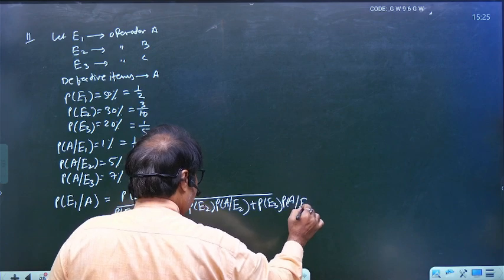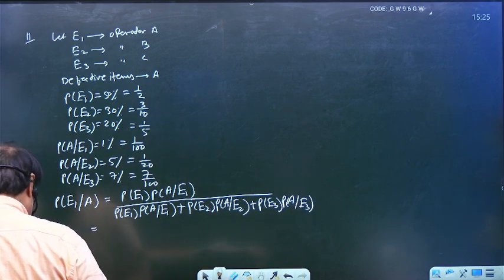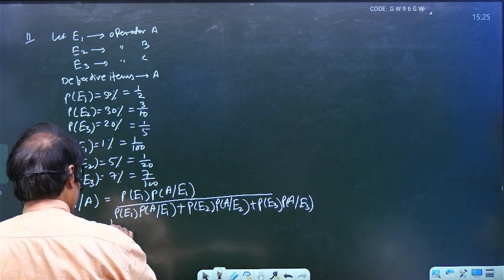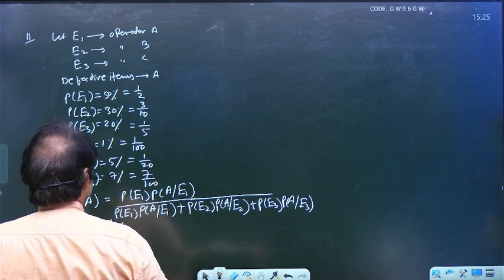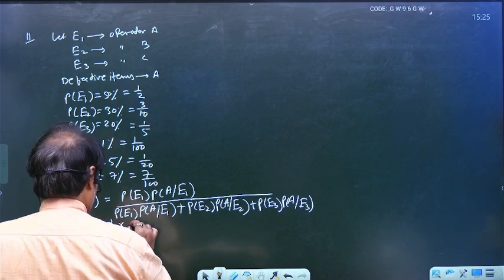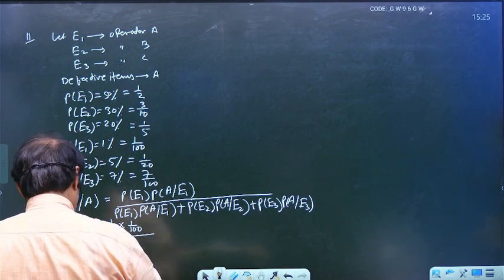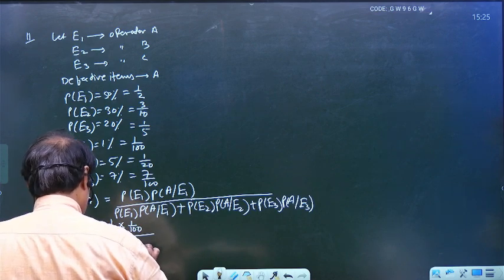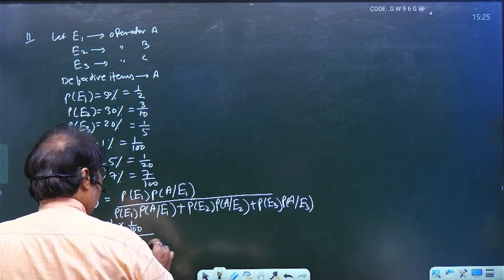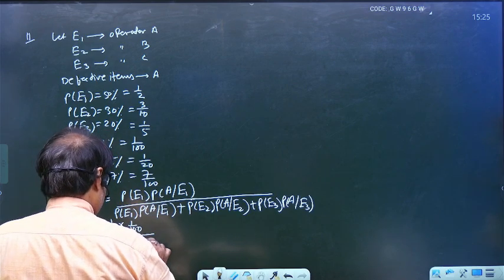A by E3, and now put all the values. Probability of E1, that is 1 by 2, and A by E1 is 1 by 100, divided by 1 by 2 into 1 by 100, plus E2 is 5%, means 5 by 100.